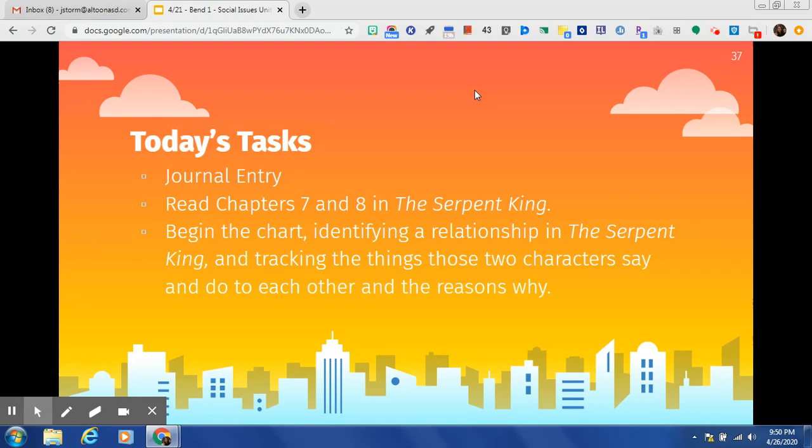Your tasks for today are to complete that journal entry. That link is in Google Classroom. You then need to read chapters 7 and 8 in The Serpent King. I hope you're enjoying it so far and you're getting kind of attached to these characters. You then need to begin the chart identifying a relationship in The Serpent King and tracking the things those two characters say and do to each other and the reasons why.